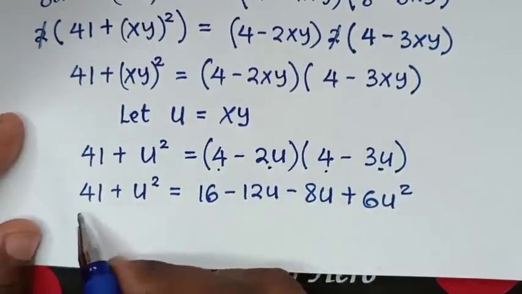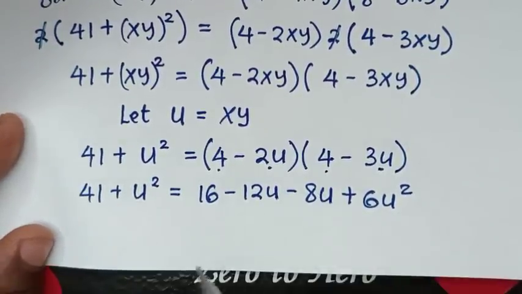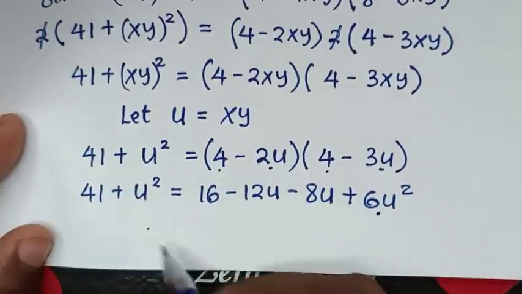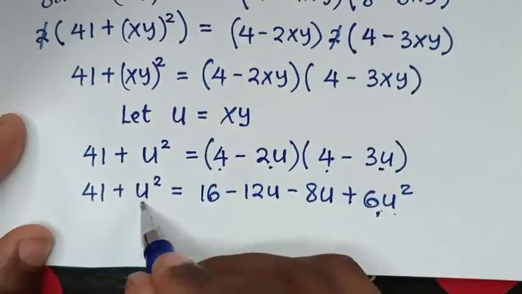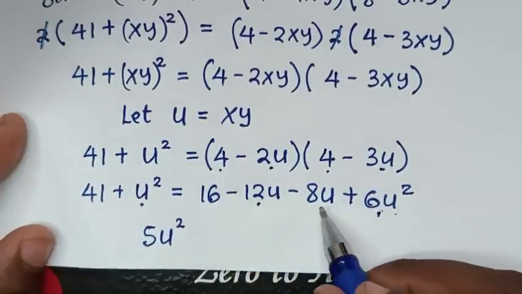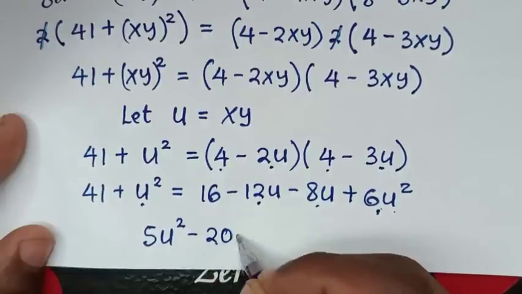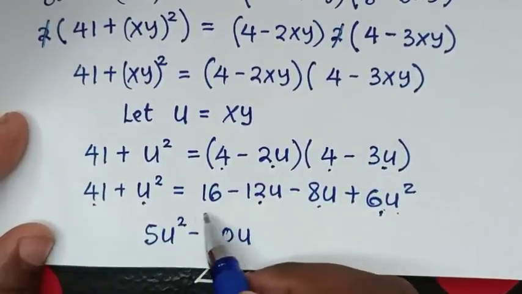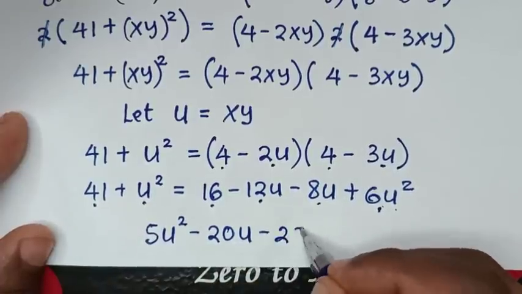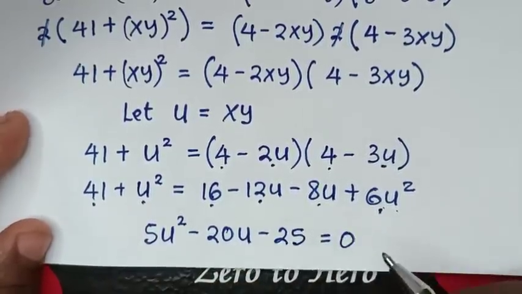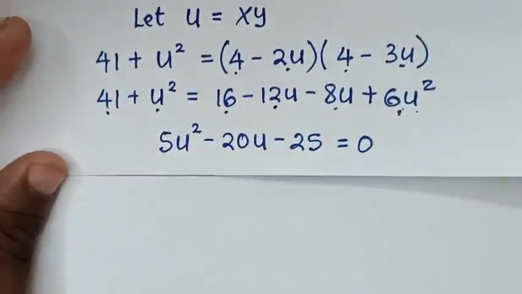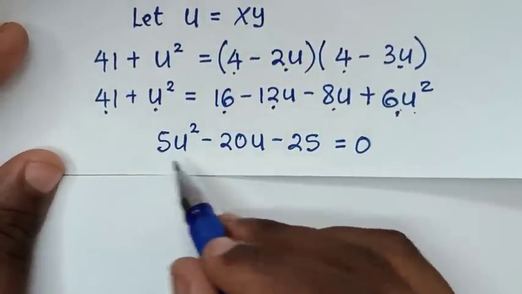Then we take this 4u square plus 4 to this side. So we'll start by this, it will be 6u square. This we take to this side, it will be 6u square minus 4u square, it is 2u square. Then negative 12u, negative 8u, it is negative 20u. Then 4 we take to this side, it will be 16 minus 4, it is 12, then is equal to 0. Then in the next step, this equation is divisible by 2 in every part.